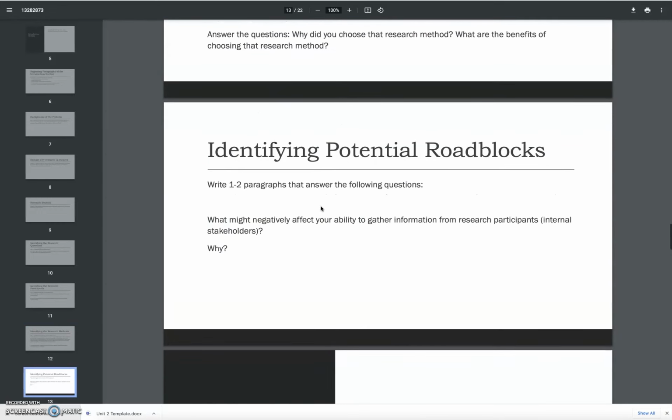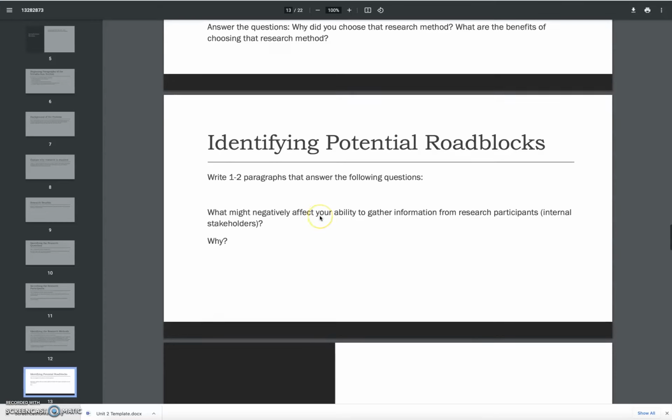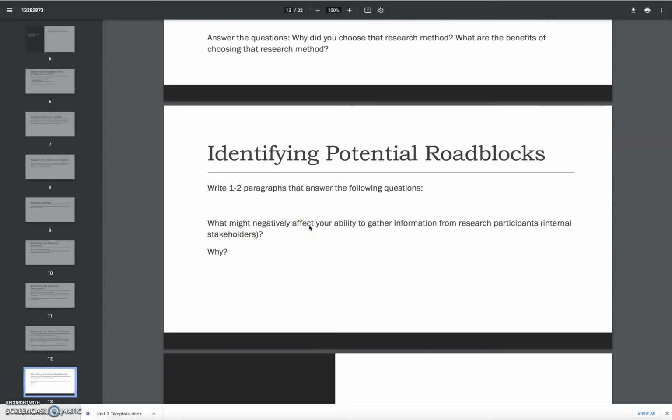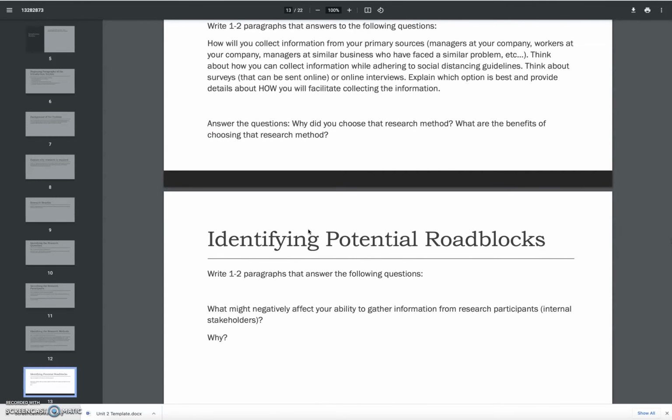Okay, and then the last slide that I'll talk about in this video is identifying potential roadblocks. So what might negatively affect your ability to gather information from your research participants? So let's pretend that you are writing about working at a doctor's office. You work at a doctor's office and your business is going to hire 10 new doctors or nurses or assistants. Whatever, it doesn't matter. Those 10 people need laptops.